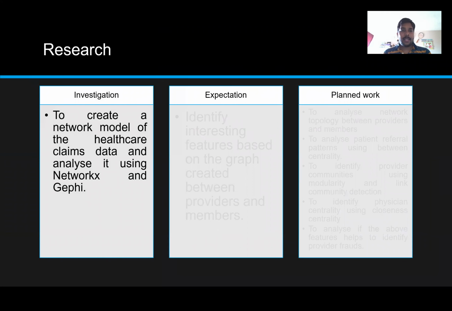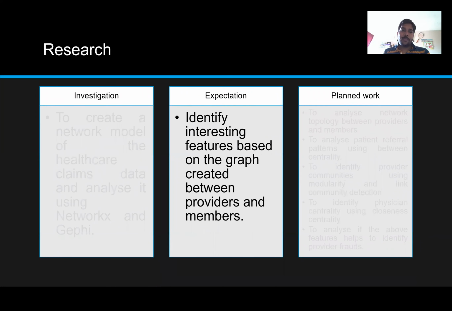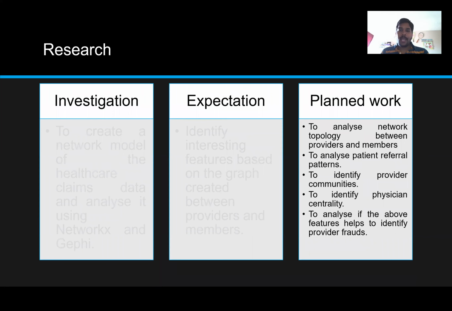So the research started with creating a network model of the healthcare claims data and analyzing it using the graph in NetworkX and Gephi. That was the start of the investigation in this project. The expectation was to identify interesting features from the graph, which was created using the claims data, interesting features between providers and members.